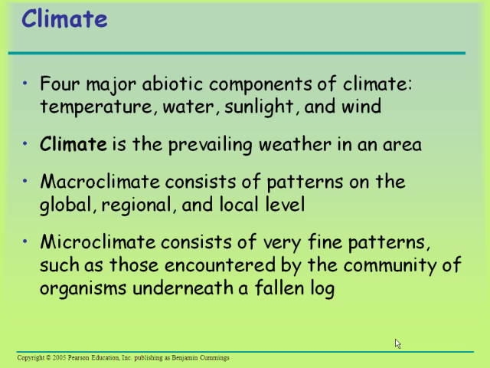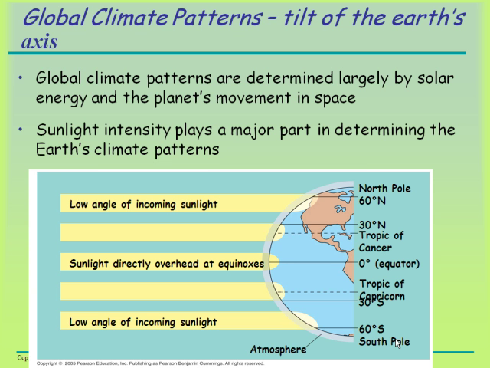Climate. The four major abiotic components of climate are temperature, water, sunlight, and wind. Climate is the prevailing weather in an area. The macroclimate consists of patterns on the global, regional, and local level. Microclimate, in contrast, is very fine patterns, such as those encountered by a community of organisms underneath a fallen log. There is a very different microclimate under the log than around the log. Or in a bigger sense, the microclimate of the temperature within a city in the summertime versus the surrounding countryside. The city is much warmer because of increased irradiation.